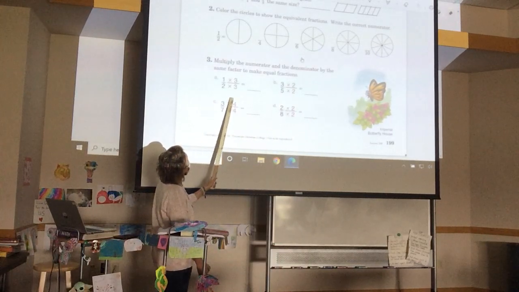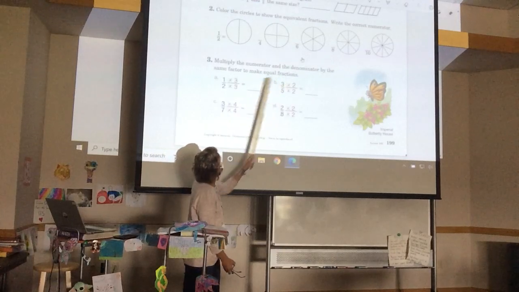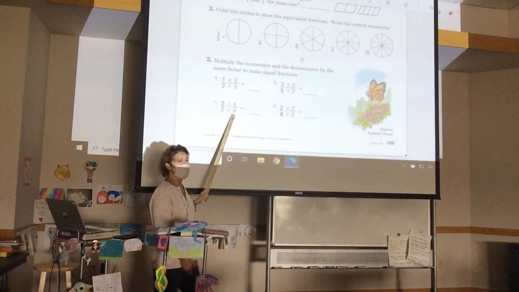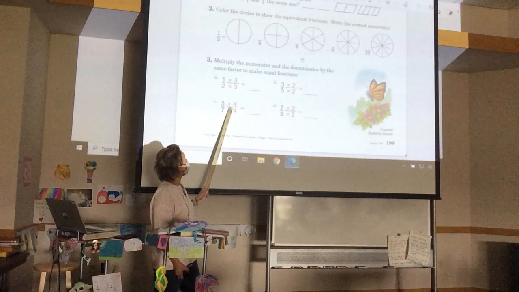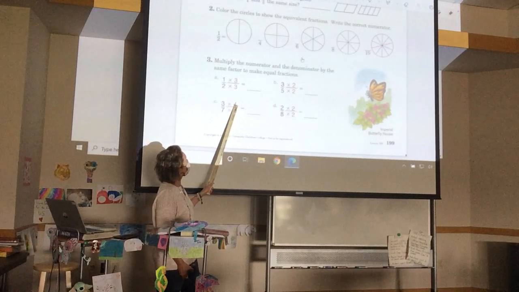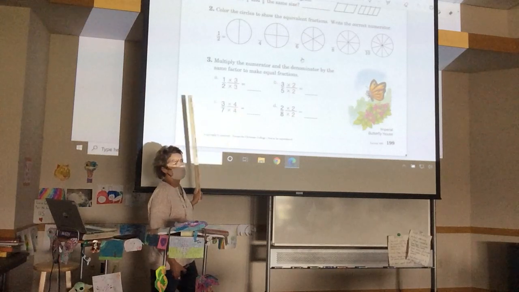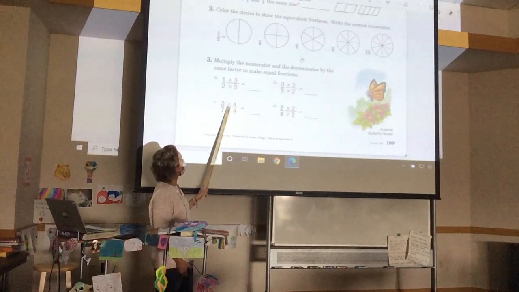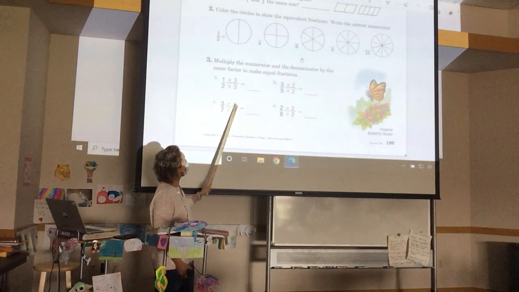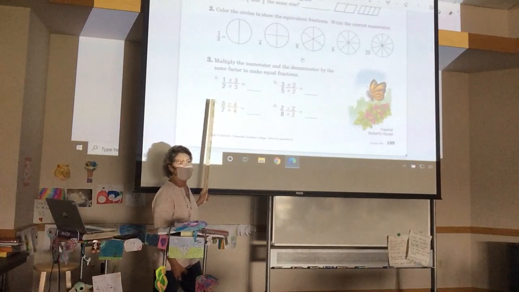So you see that in order for it to be an equal fraction, you have to multiply them by the same number. Because if this was, let's say, 2 and this was 4, or 3 and 4, it wouldn't be equal. So you have to multiply them by the same number. Does that make sense? Sure.